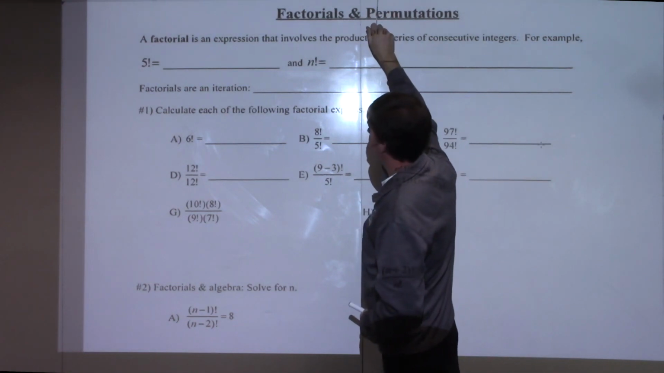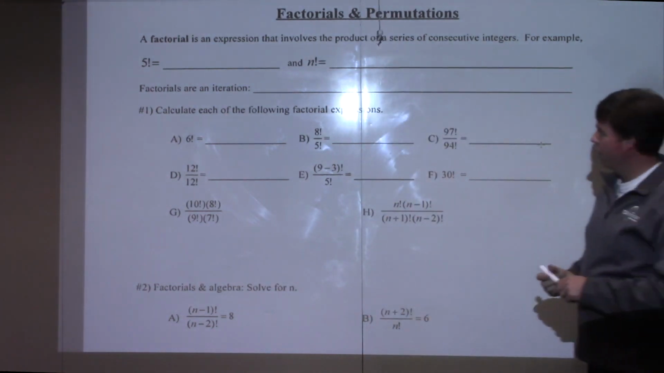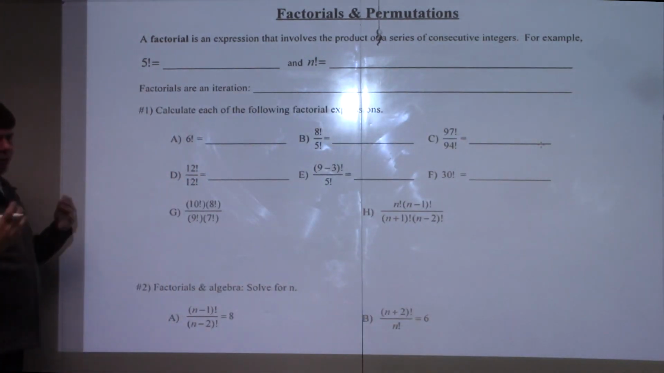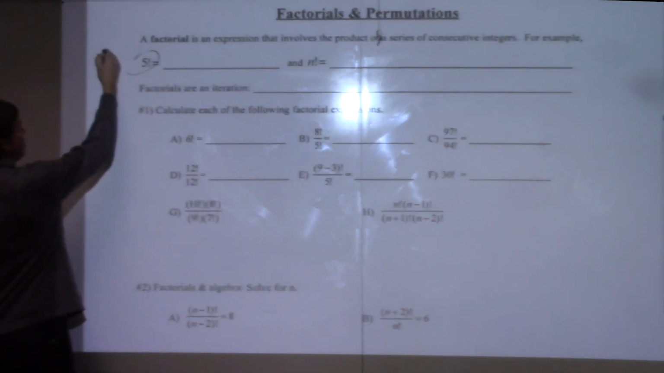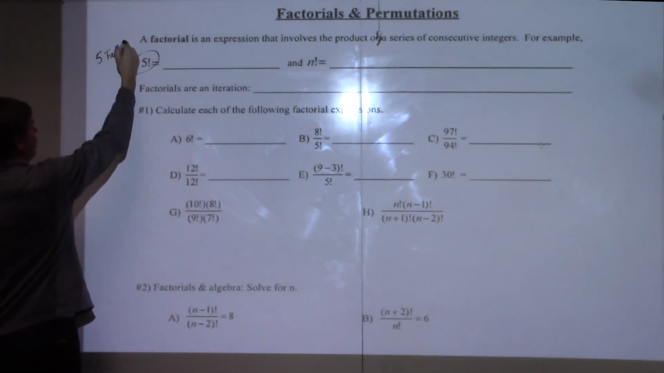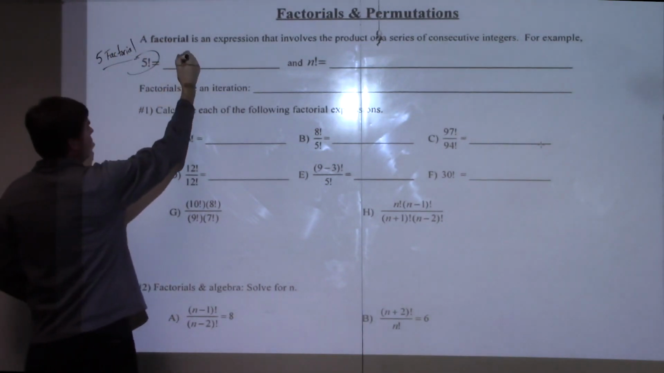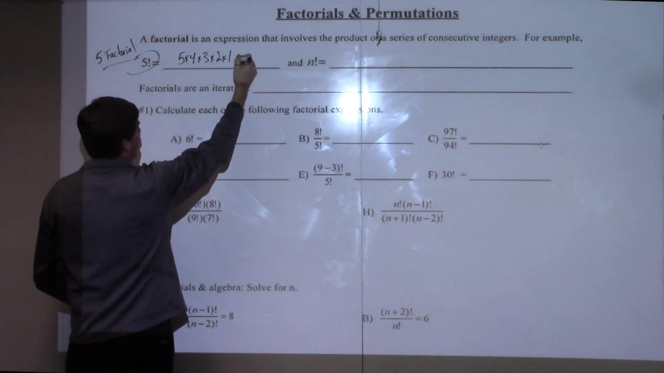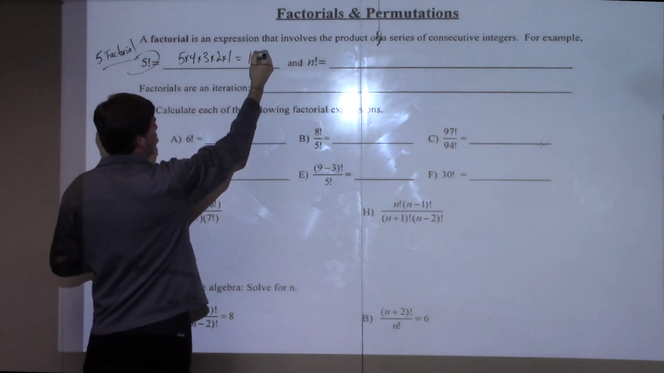So first, a factorial is an expression that involves the product of a series of consecutive numbers. This here we do not call 5 exclamation. It's not like a really excited 5. It just means 5 factorial. And that is a way of saying 5 times 4 times 3 times 2 times 1. And if you wrote that out, you would get 120 in your calculator.